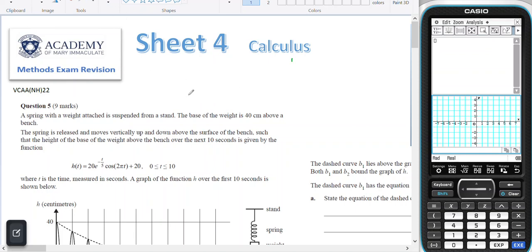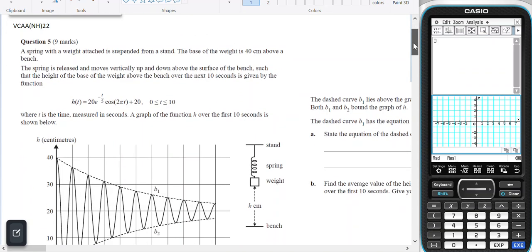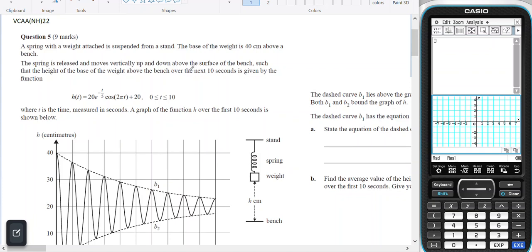So this is question number 5, which also comes from the Northern Hemisphere 2022. A spring with a weight attached is suspended from a stand. The base of the weight is 40 centimetres above the bench. So there it is, 40 centimetres above the bench.